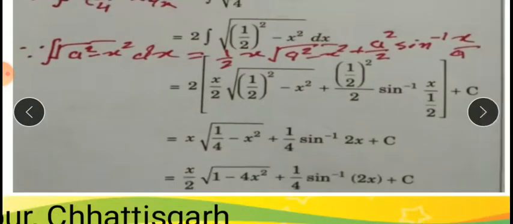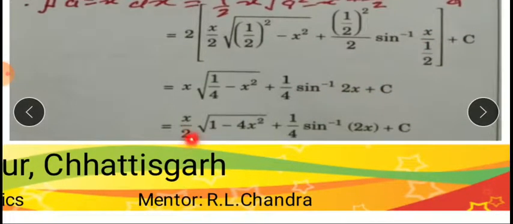Then solving it, 2 divided by 2 is 1, that is x. Now square root 1 upon 4 minus x square, plus 1 upon 2 whole square means 1 upon 4, by 2, multiplied by 2 gives 1 upon 4, sin inverse x divided by 1 upon 2 becomes 2x, plus the constant of integration. Hence this is our required integration.